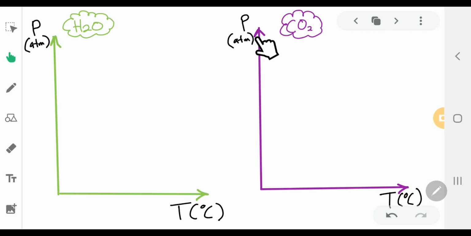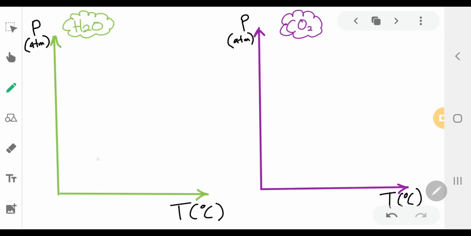Same goes for carbon dioxide. That is the axis for pressure, and that is the axis for temperature. That is the first thing you need to have in order to sketch the phase diagram for water and carbon dioxide, and even for sulfur dioxide later on. Okay, remember, I told you just now, the phase diagram will have two curves. What are the two curves?